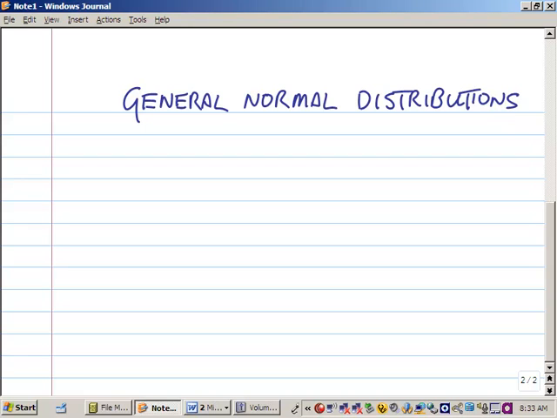In this lecture we're going to talk about general normal distributions. It turns out that, as before, all normal distributions can be translated back to the standard normal distribution, the distribution of z-values. The z is actually not just a distribution, it's a transformation, and the transformation goes as follows. Z is equal to x minus mu divided by sigma.